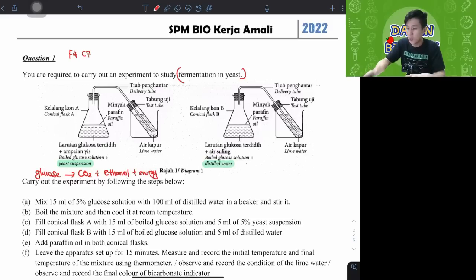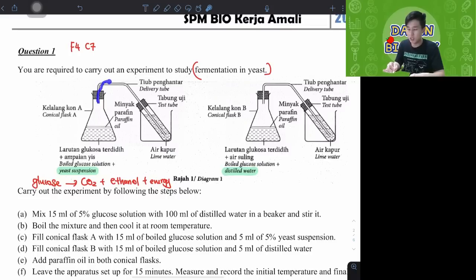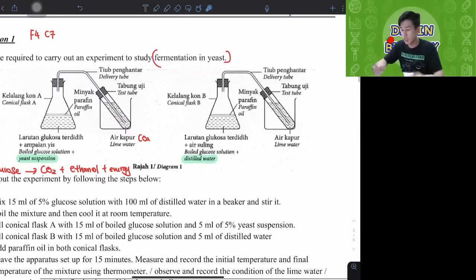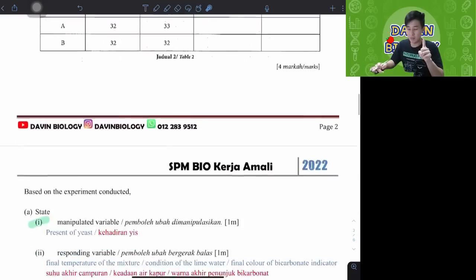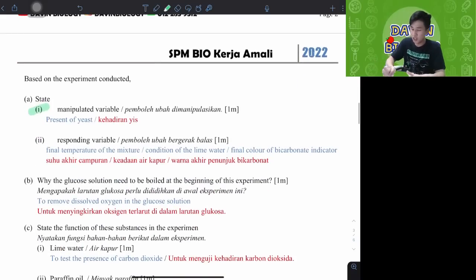So the way we detect whether there is alcohol fermentation is your responding variable. For example, in this setup, they connect a tube here to lime water. Lime water, you all should know by now, is to test the presence of carbon dioxide. If there is alcohol fermentation, carbon dioxide will be produced, and obviously your lime water will become cloudy, air kapur menjadi keruh. However, this one will have no reaction, no fermentation, so this lime water will remain the same. Therefore, the first type of responding variable will be the condition of your lime water, keadaan air kapur.